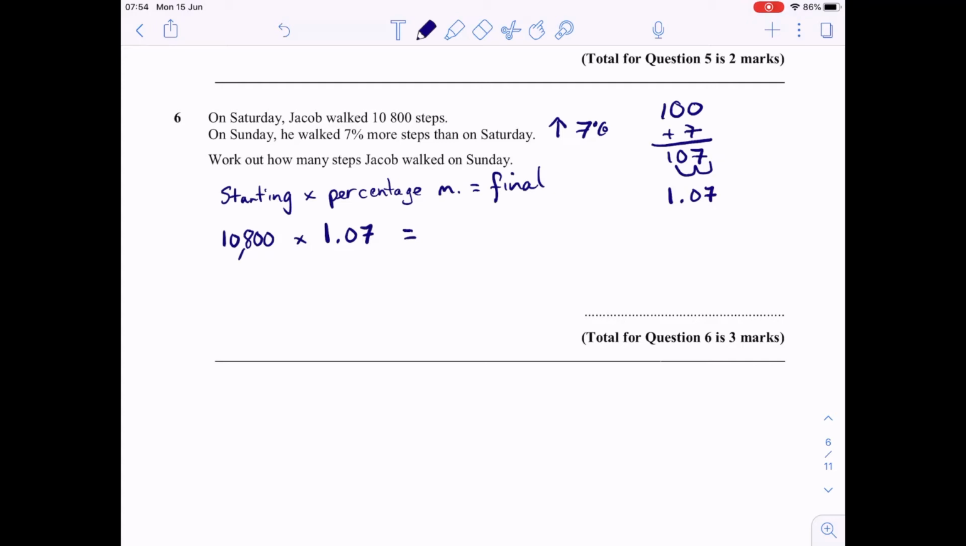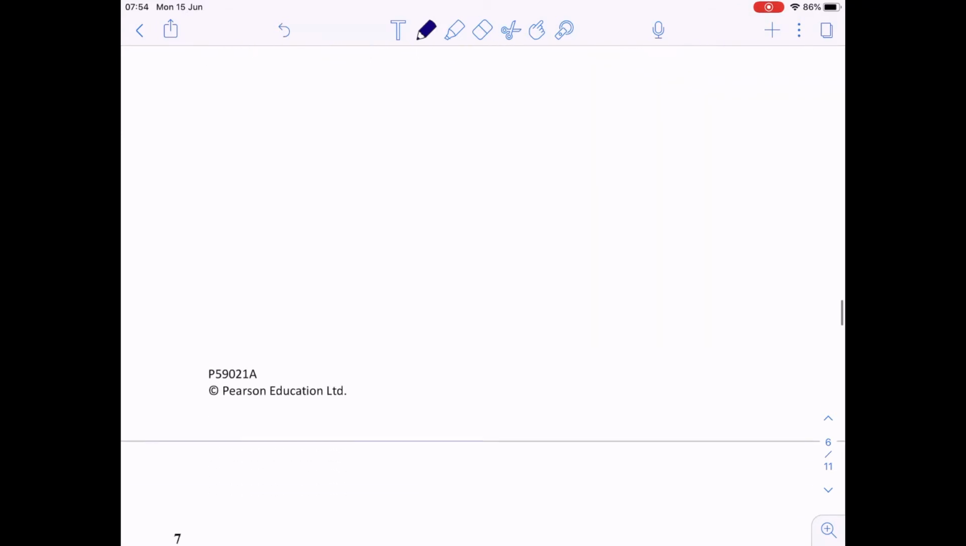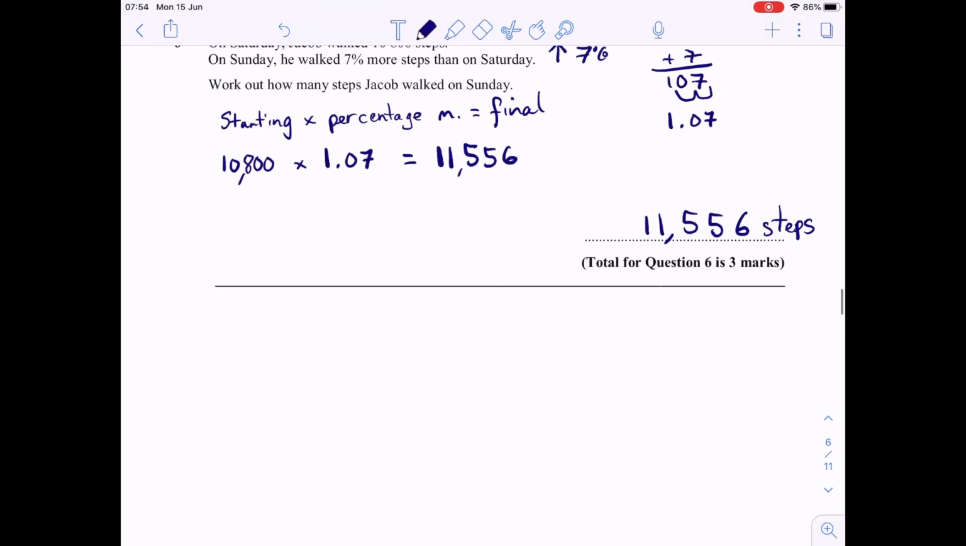So let's enter that into my calculator, and I get 11556. Okay, it's in context, so maybe I should put steps afterwards. Just work out how many steps Jacob walked on Sunday. Yeah, I'm happy with that.